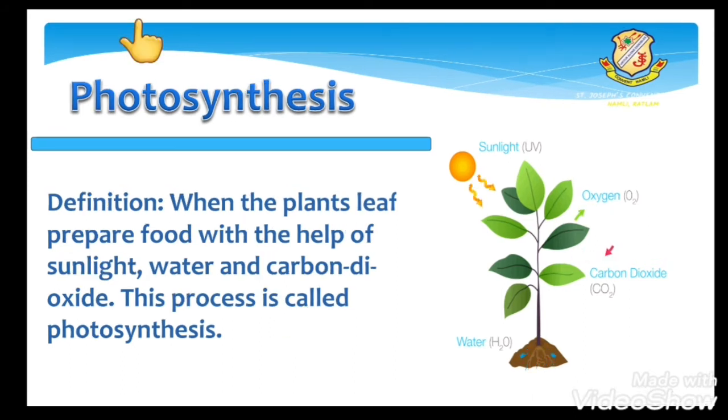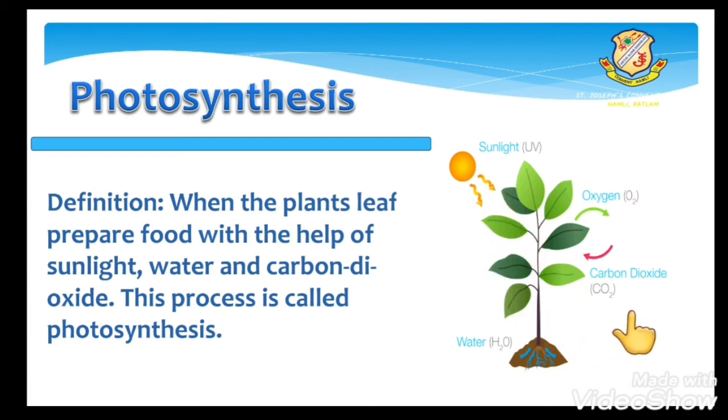Now you can see in this diagram that the sun gives light which is absorbed by the leaf. In the leaf there is a green pigment called chlorophyll. Chlorophyll helps to trap the light given by the sun. So the green pigment, chlorophyll, helps to trap the sunlight.